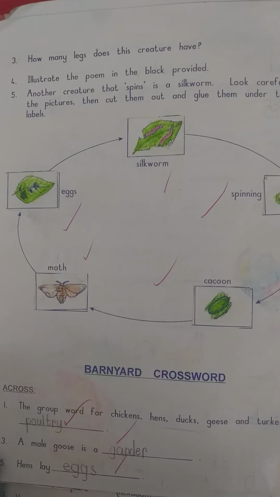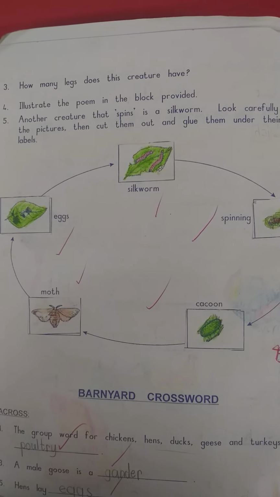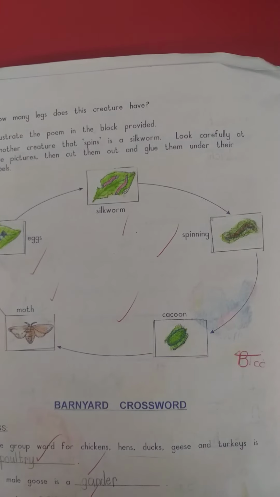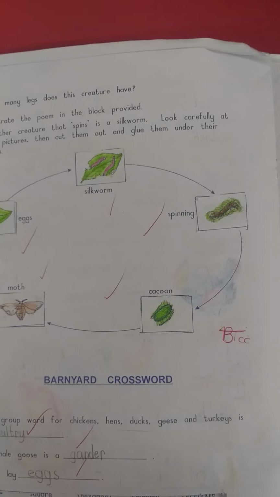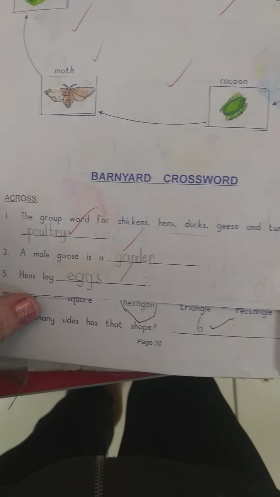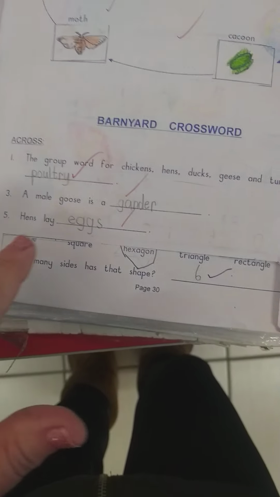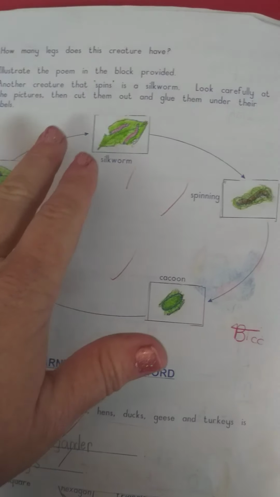On the next page, you're going to see the life cycle of a moth. We do life cycles in our next theme, but it kind of interlinks with our insects theme that we're doing at the moment. I can't show you here because it's already been done, but at the bottom of the page you will see these little pictures. You need to neatly cut those out and stick them in the correct order that they would go.